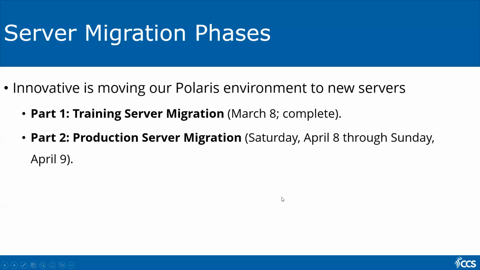Okay, so just a quick overview of what the server migration is. Innovative needs to move our Polaris environment over to new servers. We're currently hosted in AWS, Amazon Web Services, but they'll be moving our Polaris environment over to new servers in the Clarivate environment. So this is taking place in 2 parts. The first part was our training server migration, and that is done. That took place last week on March 8th. But the second, bigger one is coming up soon, and that's our production server migration, which will take place on Saturday, April 8th through Sunday, April 9th.